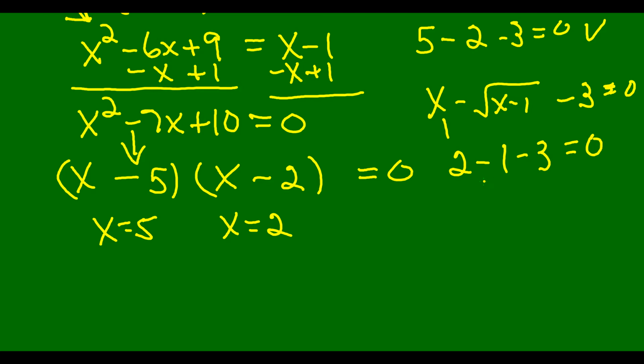Well, I got 2 minus 1 is 1. 1 minus 3 is negative 2. So therefore, that does not check. So I only have one answer there, which is going to be x equals 5. So we'll be a little more stringent on that when we're doing these problems. We have to check our answer, and I'll remind you of that as well.